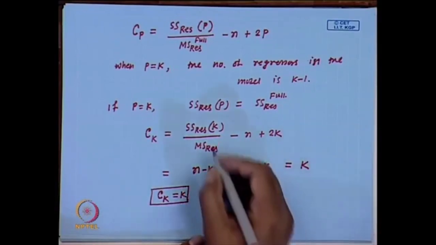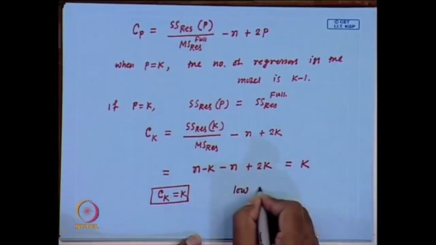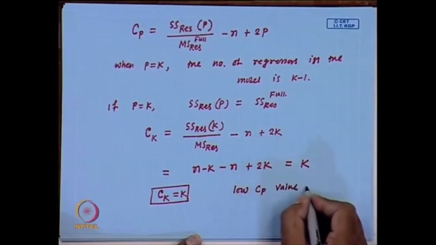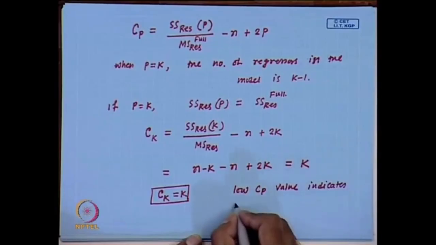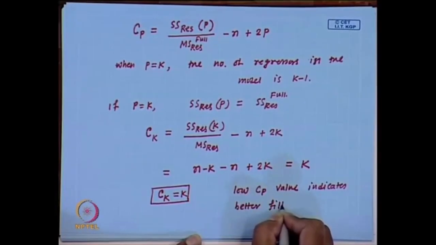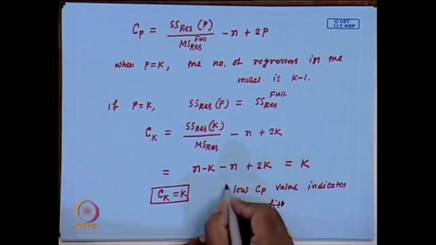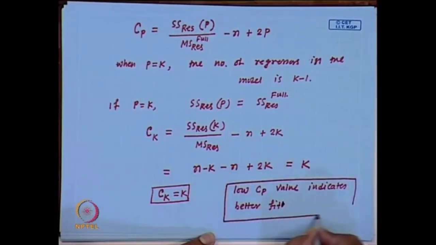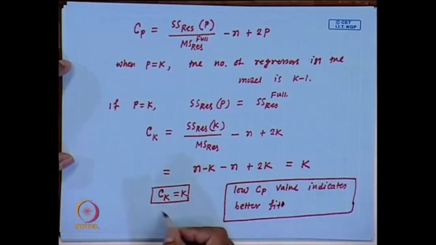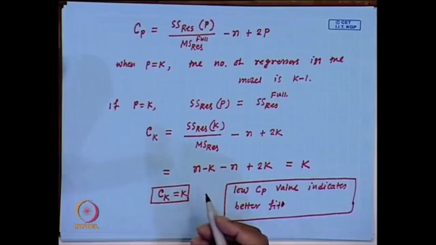And you can note that a low Cp value indicates a better fit. So, our selection criterion for the model is that a small value of Cp is desirable, and also Cp should be close to p. If Cp is equal to p, that means the model involving p minus 1 regressors is almost equivalent to the full model.